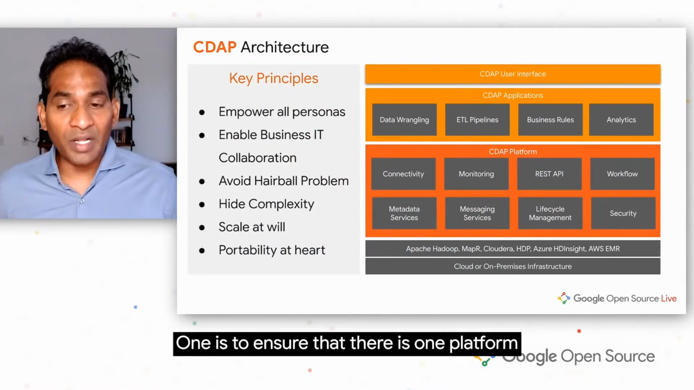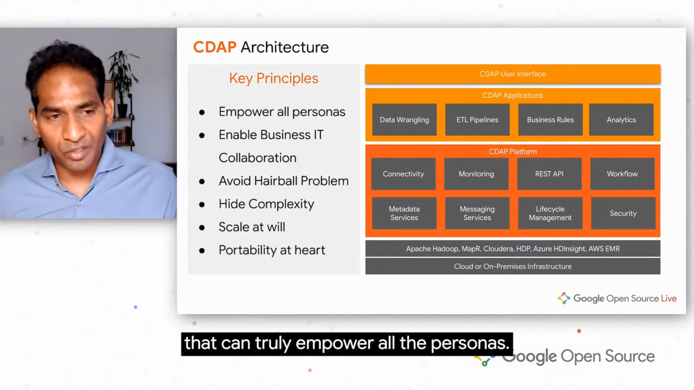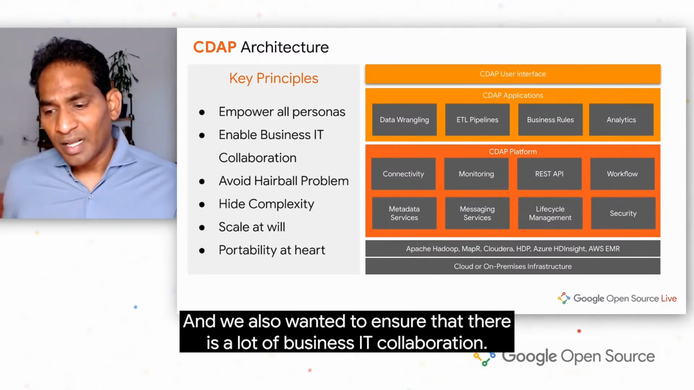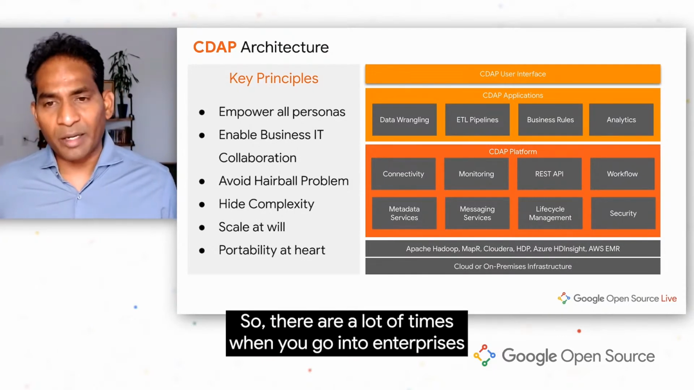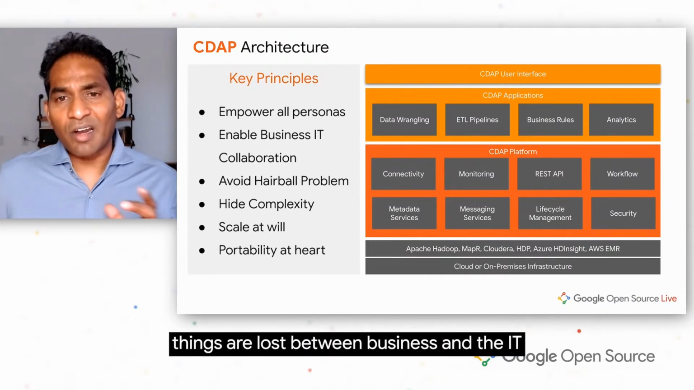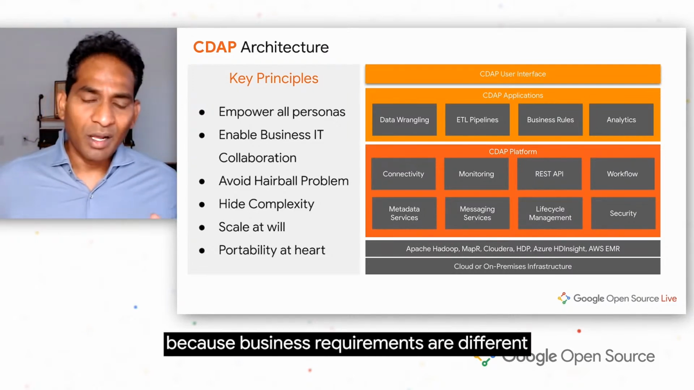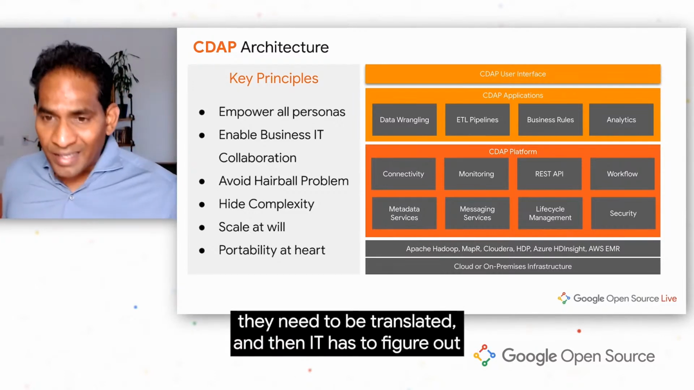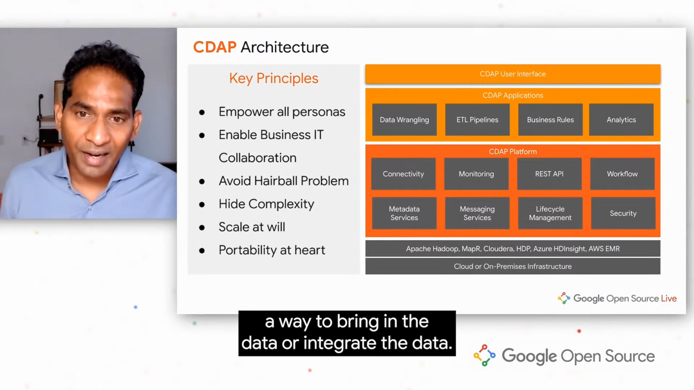One is to ensure that there is one platform that can truly empower all the personas. We also wanted to ensure that there is a lot of business-IT collaboration. A lot of times when you go into enterprises, things are lost between business and IT, because business requirements are different. They need to be translated, and then IT has to figure out a way to bring in or integrate the data.